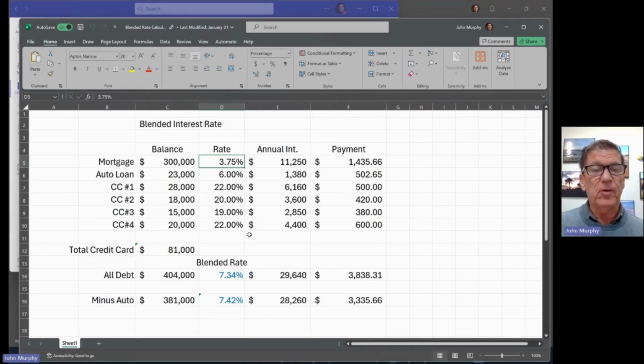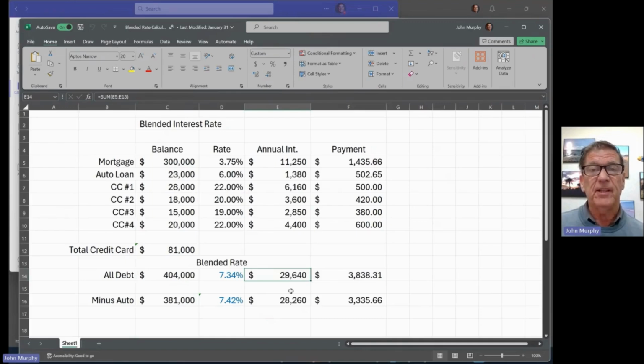The way this calculation works here is fairly simple. It takes the total balances of all of the debt, which in this case is $404,000, with the total annual interest expense on that debt of $29,000, and calculates a blended rate from those numbers of 7.34%, much higher than some households think, because they have that low 3.75% and they're reluctant to do anything about that.